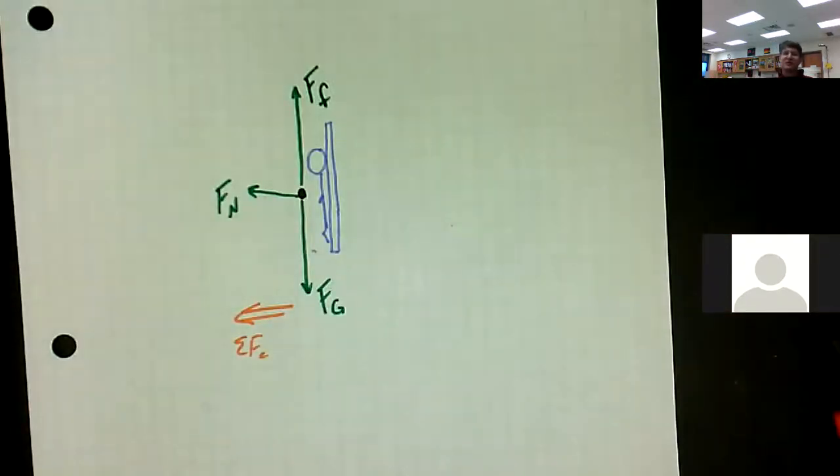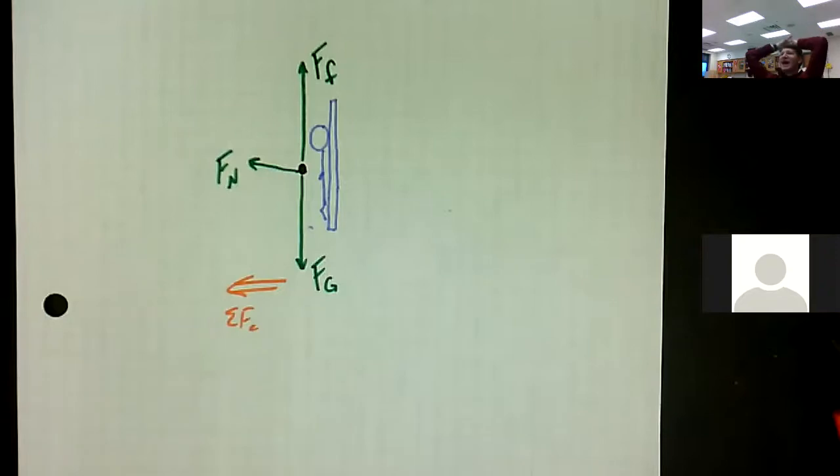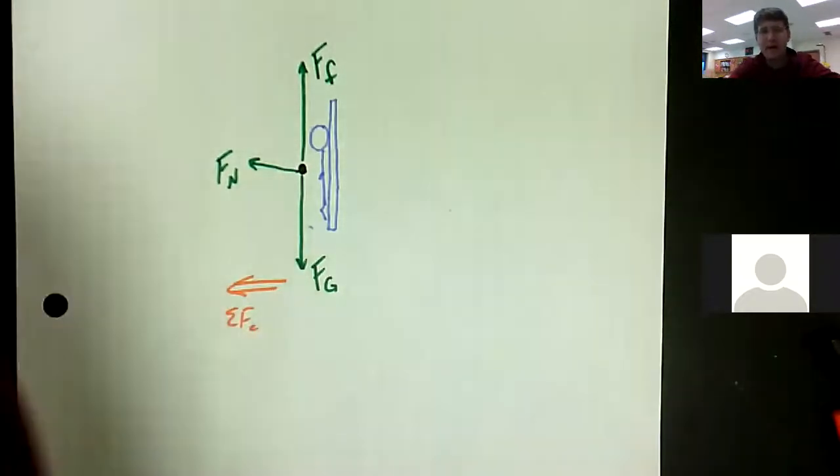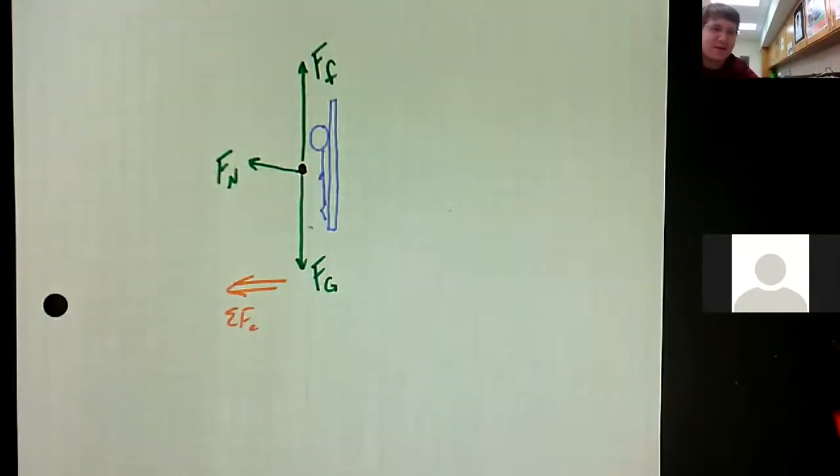I'm going to say it's friction. I think I did this example when we first talked about friction. I talked about if I take an object here, I can push it against the wall and keep it from falling.